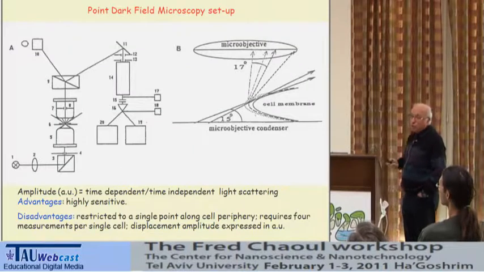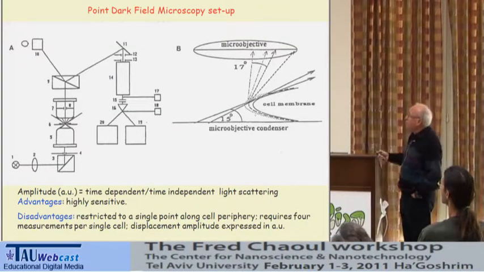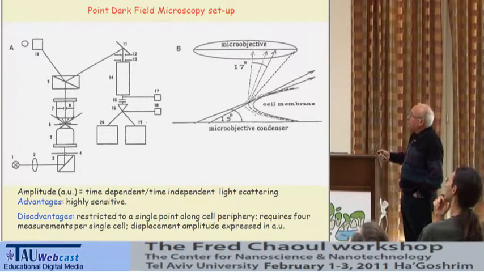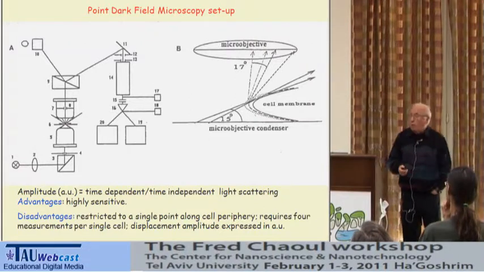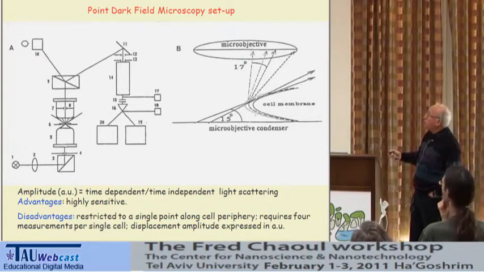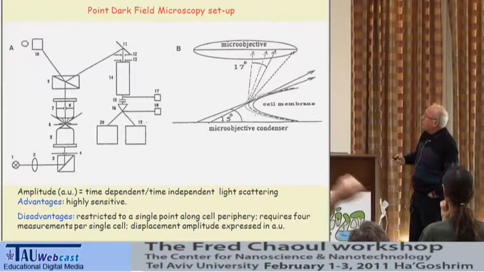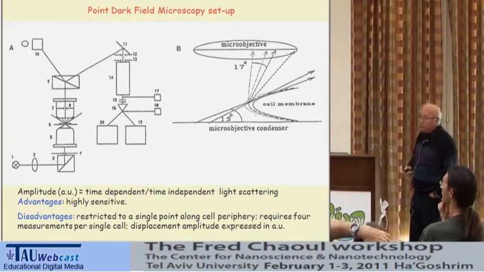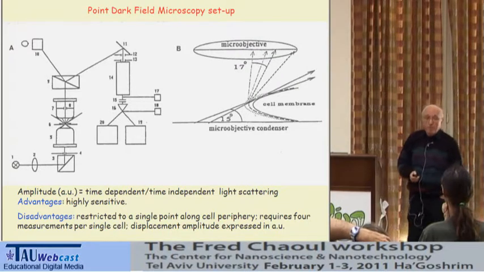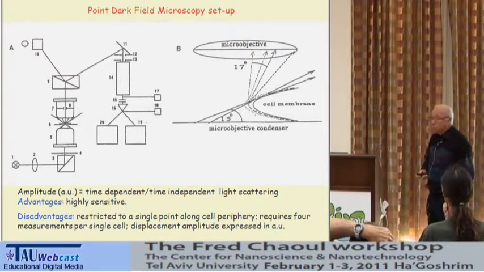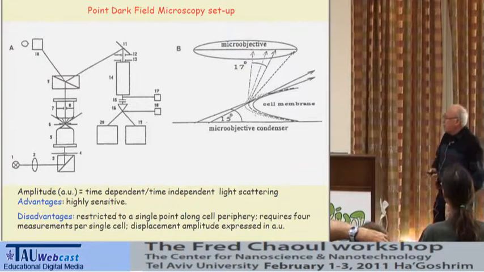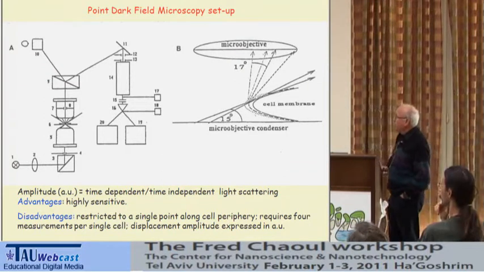The cell is attached to a cover slip, and we focus here. So when the cell is out of focus, there is no scattering of light, and we see a dark field. But when the cell edge comes into focus, it scatters into the direction of the micro objective, which is being collected here and goes here. So, in fact, we do measure time-dependent changes in light scattering, and these are really proportional to the movement of the cell edge.